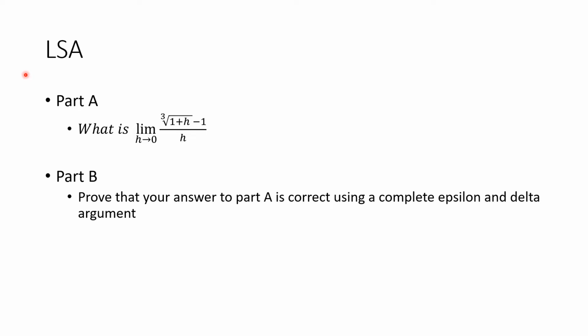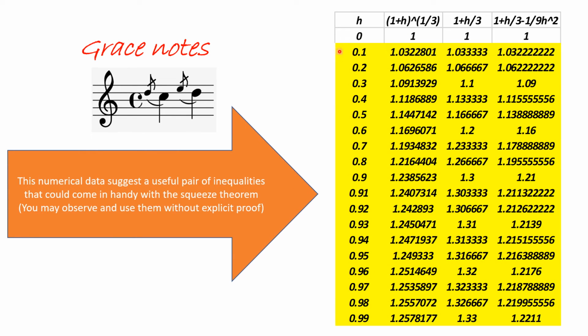For completeness, let's start with the statement of the LSA. You want to figure out the limit as h goes to 0 of the cube root of 1 plus h, minus 1, all over h. And in part B, what I want you to do is use that. You see, we need to know the limit before we can do an epsilon delta proof. So prove that your answer to part A is correct, using a complete epsilon and delta argument. Notes suggest some numerical data and some inequalities that might be useful in doing this with the squeeze theorem.